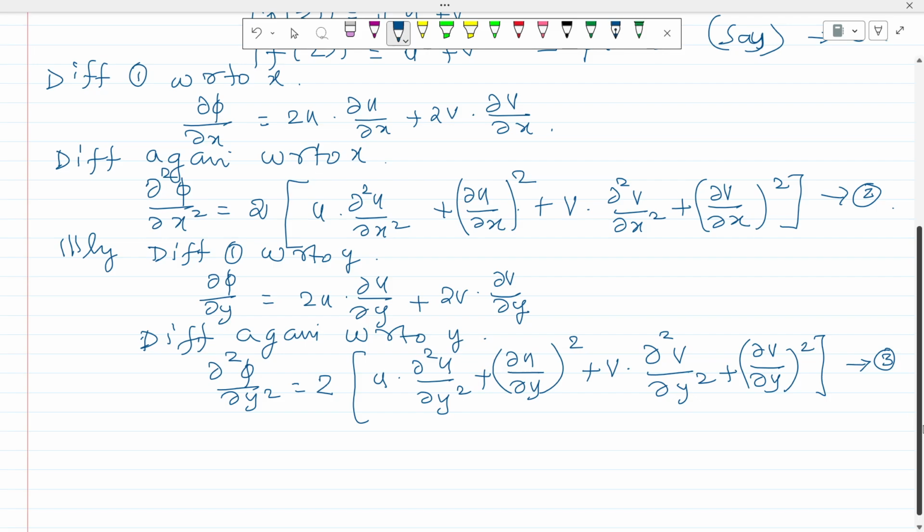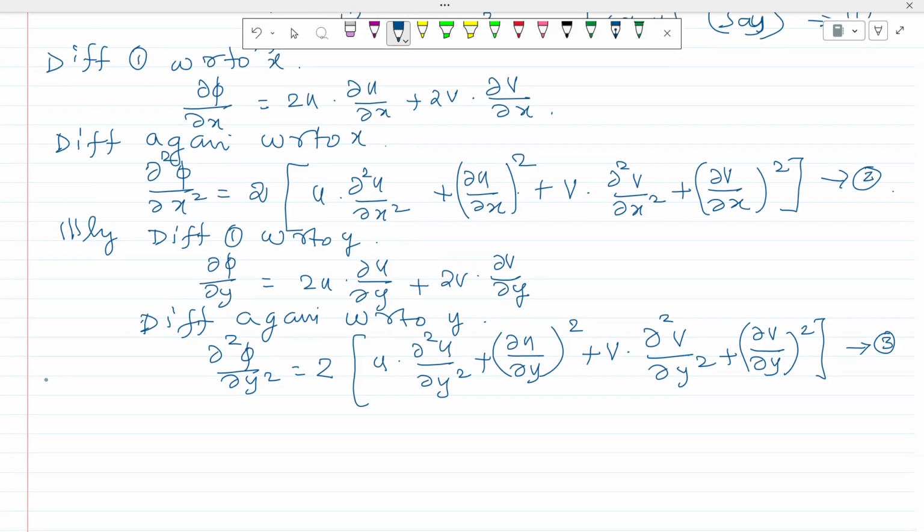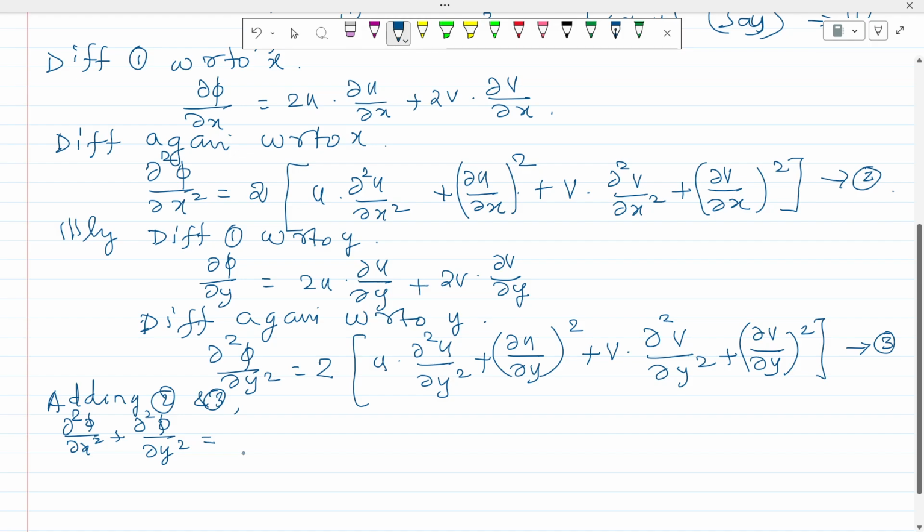Adding 2 and 3, if you are adding 2 and 3, you will get that dou square phi by dou x square plus dou square phi by dou y square equal to, keep 2 outside.